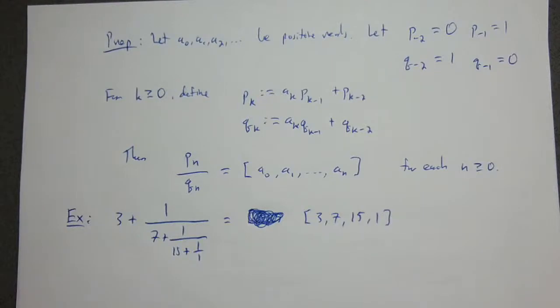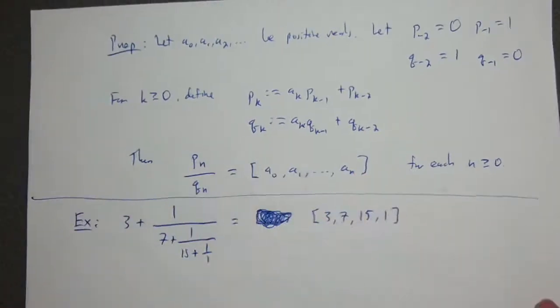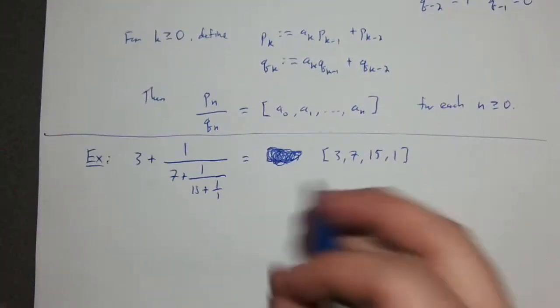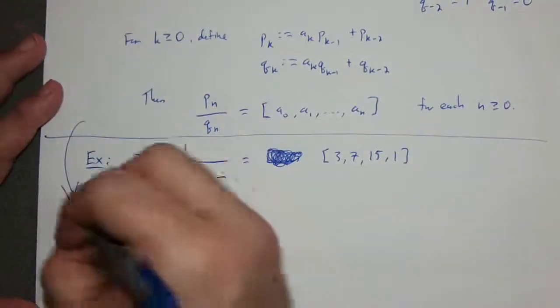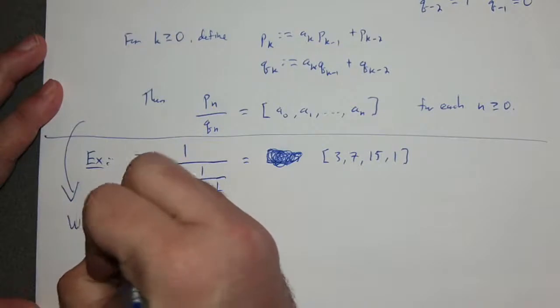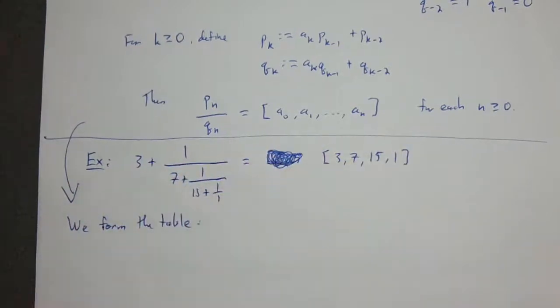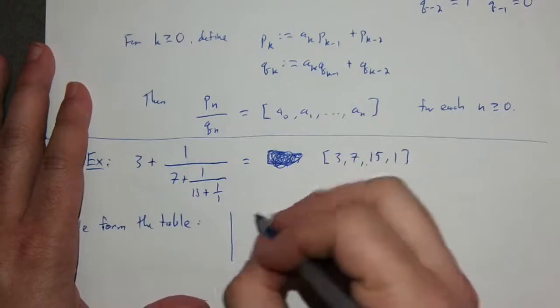All right, so what is the idea? How does this work? The way to read these indices is to set up a table. So maybe I should include this before I actually get into the example. So we form the table, which is the following.